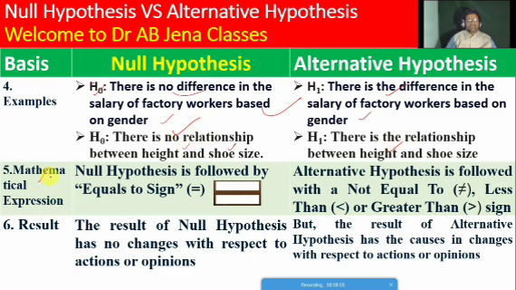Next, the basis of comparison, friends, is the mathematical expression. The null hypothesis is followed by an equal to sign, which means there is no difference between them.